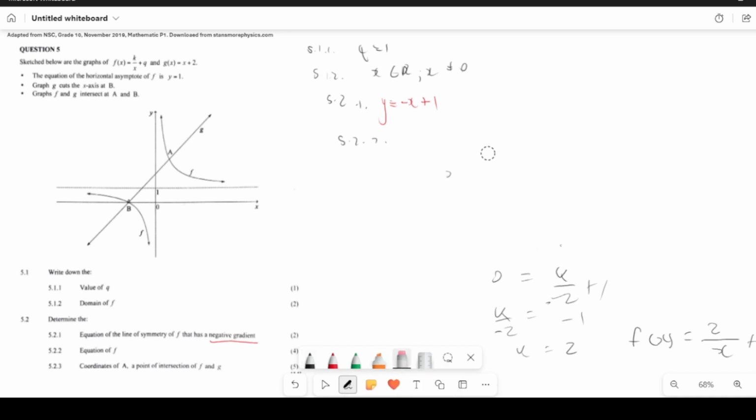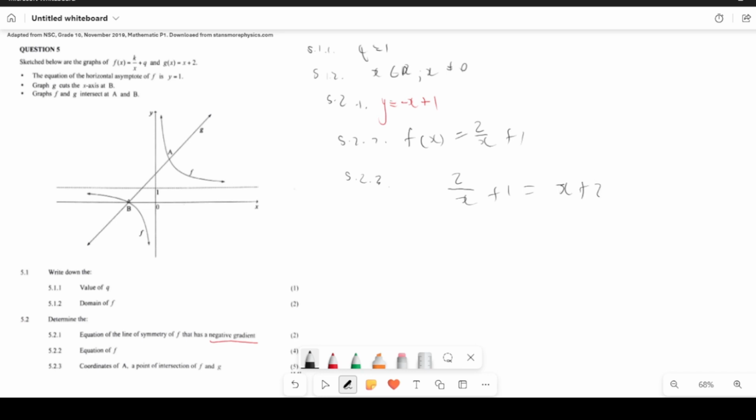Alright, so define the coordinates of A. Remember, A is the point where both the graphs intersect, right? In fact, it's one of the points where both the graphs intersect. B is the other point, right? So therefore, what we can say is that it's the point of intersection, so we can equate both the graphs. So 2 over x plus 1 is equal to x plus 2. We can conclude this because it's given that it's the point of intersection.